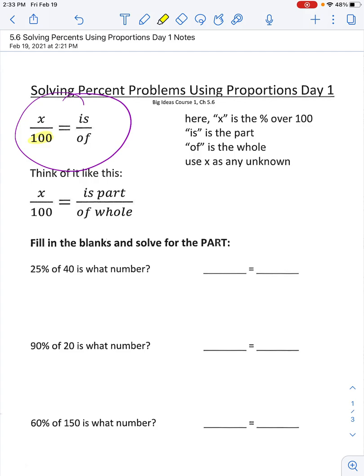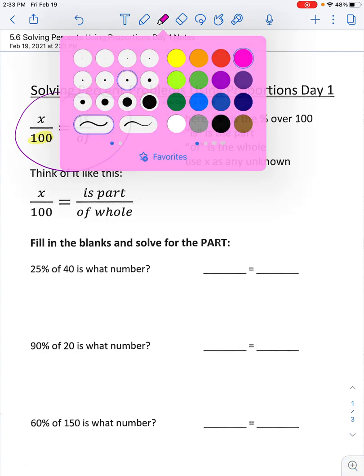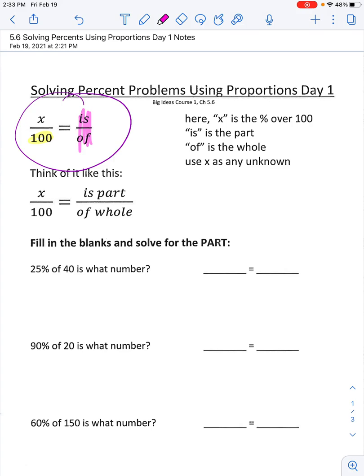Percentages are always over 100, okay? So whenever it gives us a percent today, automatically put it over 100, and we know that. Percents are always out of 100. You want 100% on your test, okay? This next part, memorize it.